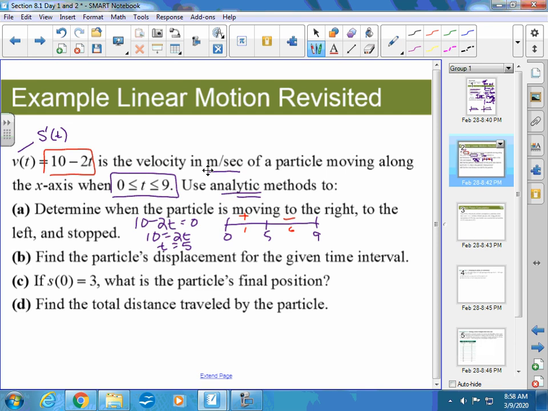Wherever it's positive, it's moving to the right. Wherever it's negative, it's moving to the left. So we say that the object is moving to the right from a time of 0 to 5.